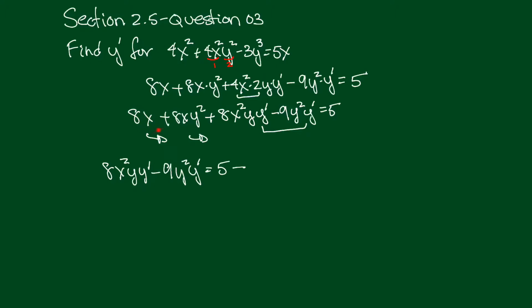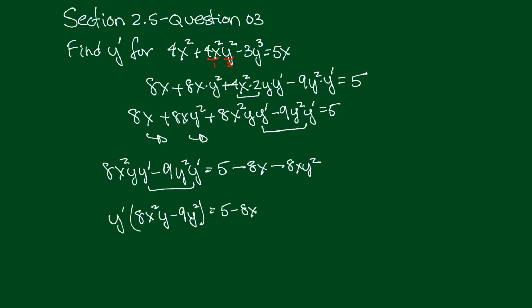minus, right, we're going to subtract that. 8x minus, now subtract this, 8xy squared. Now I'm trying to solve for y prime here. I can't really combine these, but I can factor out that y prime. So if I factor it out, I get y prime, and now what's left? 8x squared y minus 9y squared, and that's all equal to 5 minus 8x minus 8xy squared.